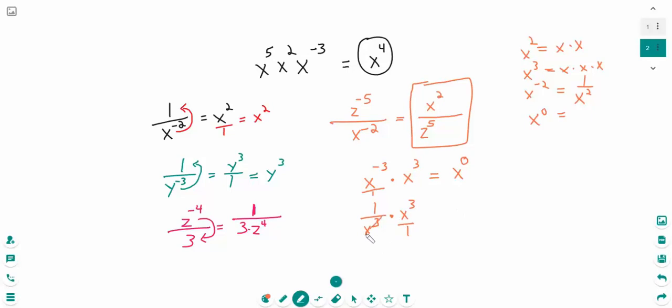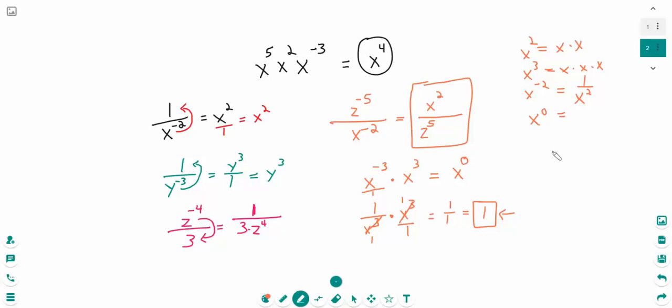They can cross-cancel each other out, right? They cross each other out. And then we can multiply and get 1 over 1, which is actually equal to 1, right? So, based on that, x to the negative 3 times x to the 3 should turn out to be a 1. Now, we actually had it turn out to be x to the 0.